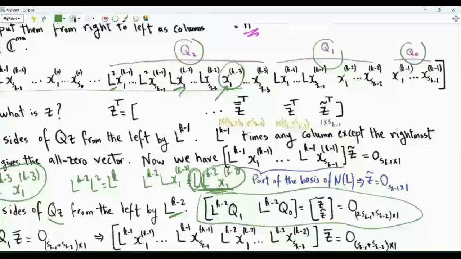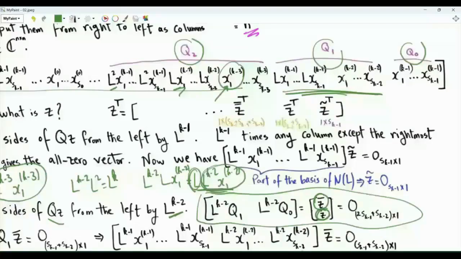Our equation becomes this one here. But we know two things. The first is that those s_{k-1} elements in vector Z are all equal to 0 from the previous step. Our equation is L to the k minus 2 Q1 z bar equal to the zero vector. But L to the k minus 2 Q1 gives us basis vectors for the null space of L. And because they are basis vectors, by definition, all of them are linearly independent. The only solution that we can have is that z bar, those s_{k-1} plus s_{k-2} elements in vector z, are all equal to 0.